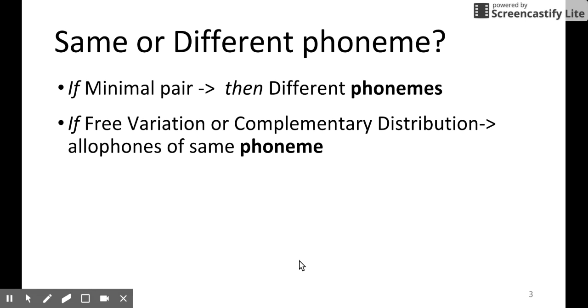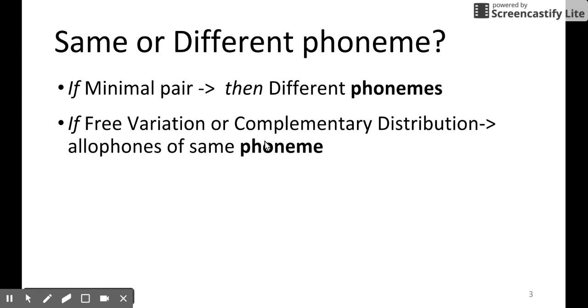So actually what we want to know is that given two physical sounds, whether they are the same in the mental world. In other words, we want to know whether two sounds are same or different phonemes. Okay, so we have a way to tell whether they are same or different. So if two sounds are minimal pair, then they are different phonemes. However, if the two sounds are in free variation or in complementary distribution, then they are the allophones of the same phoneme.